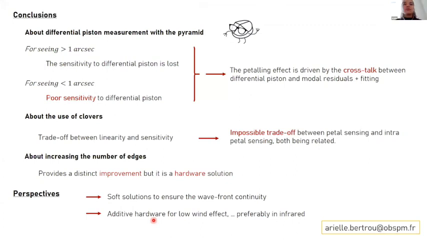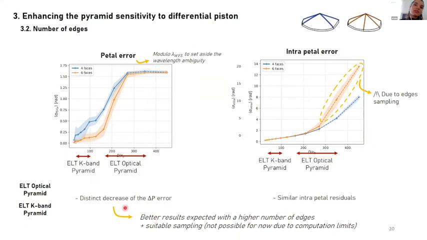So that's why I presented, in fact, curves depending on D over r0, to really understand why it's important to work at small D over r0. If you want to use the pyramid to do petal sensing, you have to work in the small D over r0 regime.